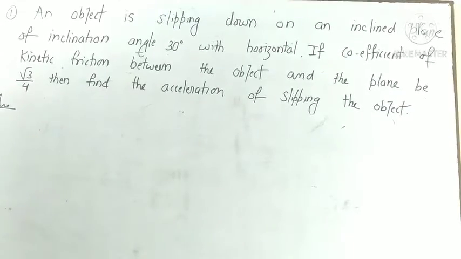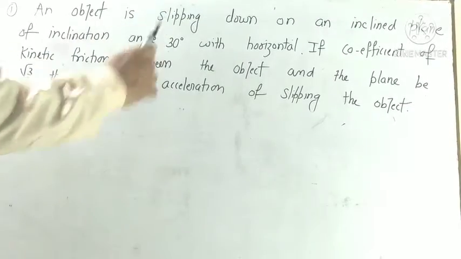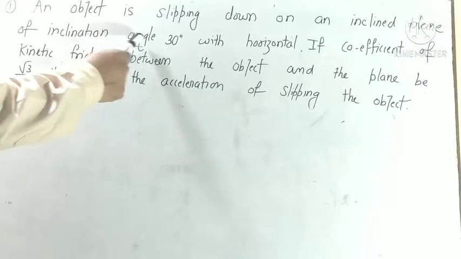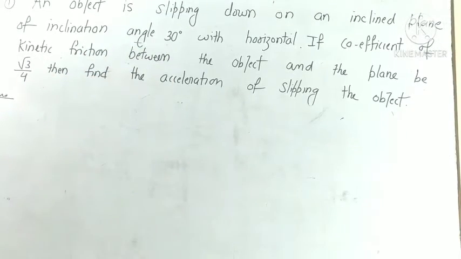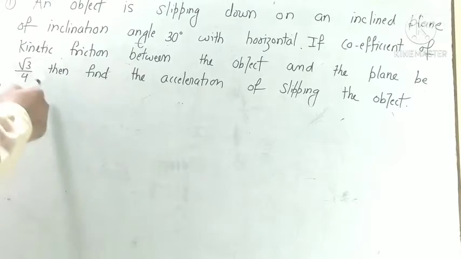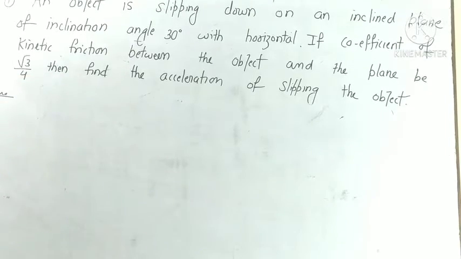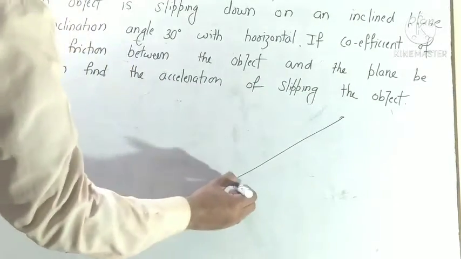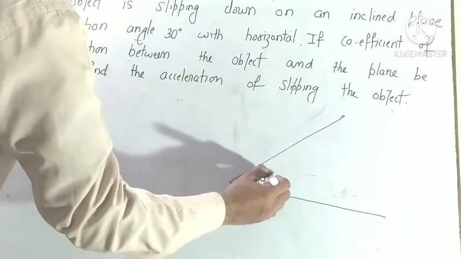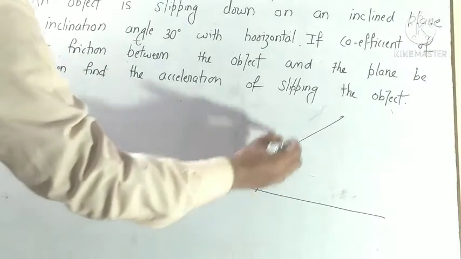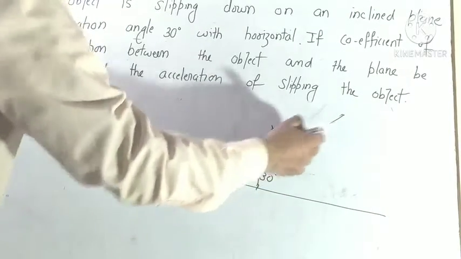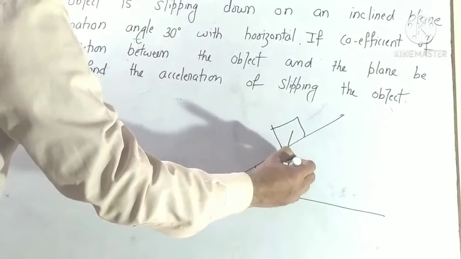So now we discuss some numerical problems. An object is slipping down on an inclined plane of inclination angle 30 degrees with the horizontal. If the coefficient of kinetic friction between the object and the plane is root 3 by 4, then find the acceleration of the slipping object. So here the inclined plane makes an angle of 30 degrees with the horizontal, already given here. So we put a body of mass m on this inclined plane.